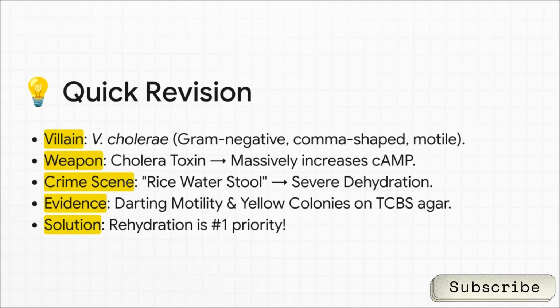If you walk away with just 5 things, make it these. 1. The villain. It's Vibrio cholerae, that gram-negative, comma-shaped motile bug. 2. Its weapon. The cholera toxin, which sends cAMP levels through the roof. 3. The crime scene. That classic rice water stool causing severe dehydration. 4. The evidence. Look for that darting motility and those bright yellow colonies on TCBS agar. And finally, number 5, the solution. Rehydration is number 1. That's it. That's the core of cholera.